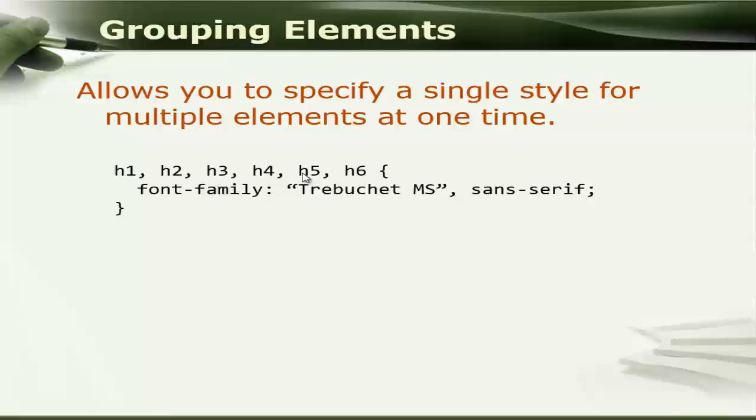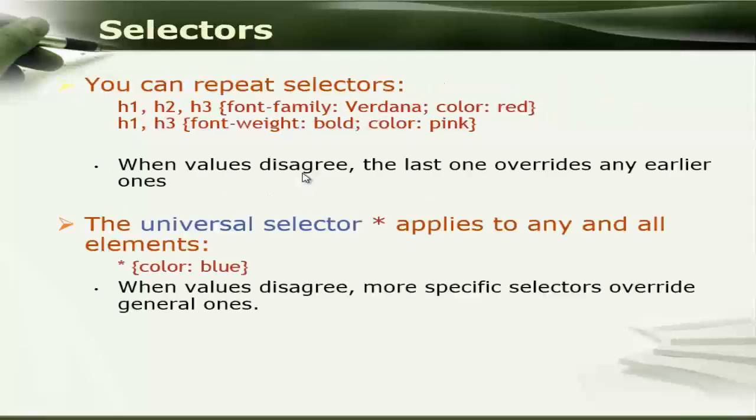This will be applied to all the H1 to H6 stack immediately. So I don't have to declare a rule for H1 separately, a rule for H2 separately, and H3, and so on and so forth. I can take all of them, club them as a single selector, and then use it. Now, what will happen if you start overriding it?